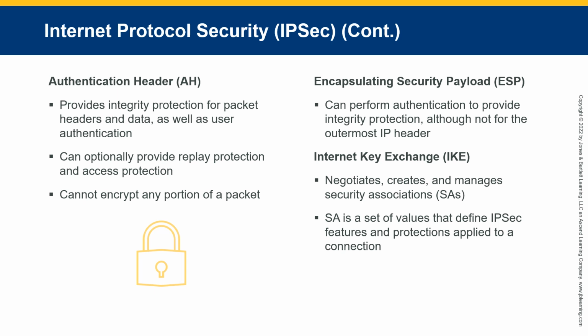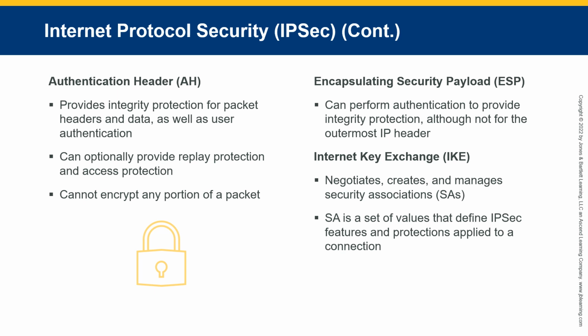This can perform some authentication to provide integrity protection, although it's not for the outermost header. This is for inside the data stream. And that's where it is, and this is what keeps the data of the other packet inside that packet for it to go across the hostile network.